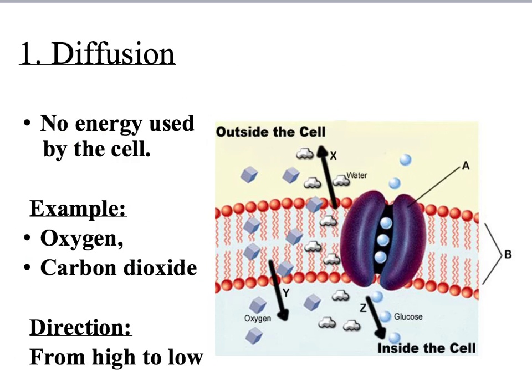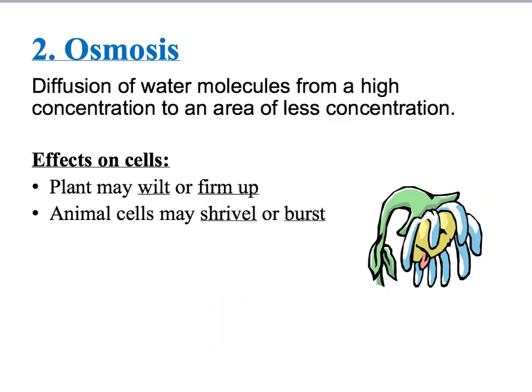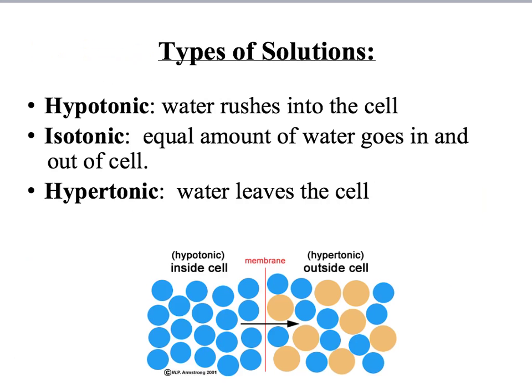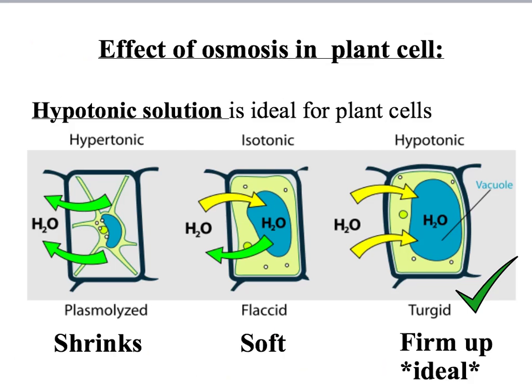Now remember, diffusion doesn't need any type of energy. It goes from a high concentration to a low concentration. Osmosis is the diffusion of water molecules, and we see that this movement of water has an effect on plant and animal cells. The types of solutions that involve the movement of water will include hypotonic, isotonic, and hypertonic. So the movement of water through the cell membrane is dependent on the solution that's surrounding the cell.